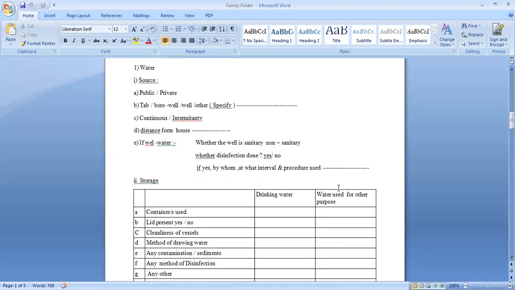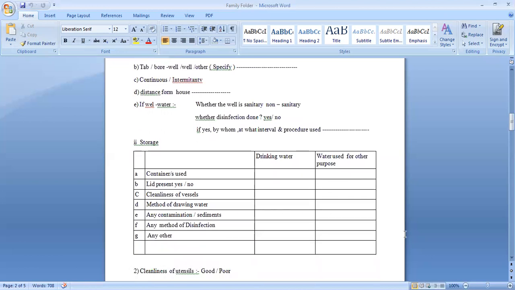So this was about the source of water supply. Then storage: how the water is stored inside the house, the containers used for storage, for drinking water and water for other purposes. There may be different containers for storing the water. Then whether a lid is present on these containers or not, then cleanliness of the vessel, and then the method of drawing water from the container.